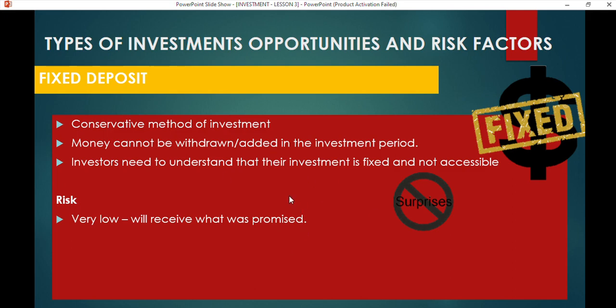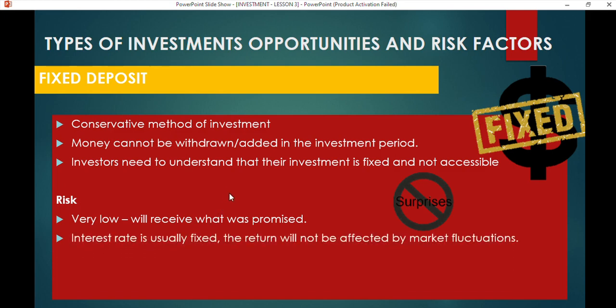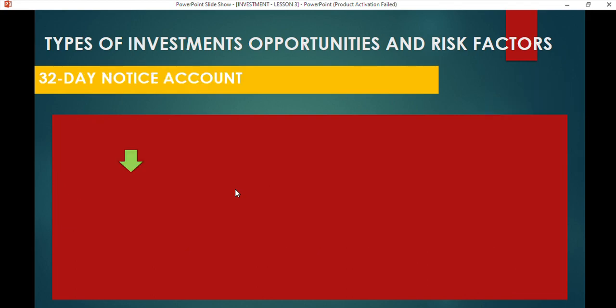Or they'll use it to supply other institutions, businesses or individuals that want to borrow money from the bank, and they will pay back with interest. So then they'll use that money to give it back to you, or a portion of it, because they will also make a profit. Okay, so the interest rate is usually fixed and it is not usually affected by market fluctuations.